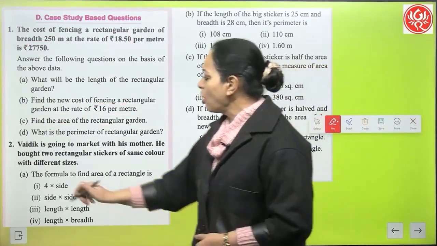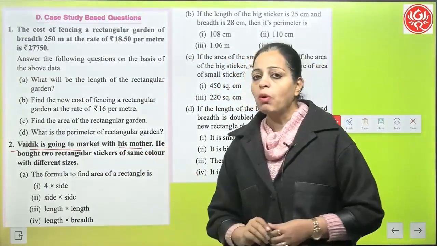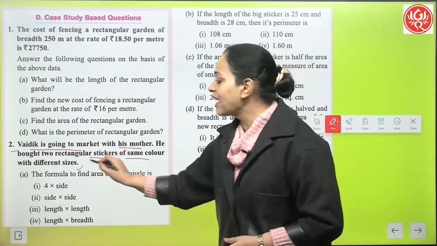Now the next is question number 2. Vedic is going to market with his mother. He bought 2 rectangular stickers of same color with different sizes.